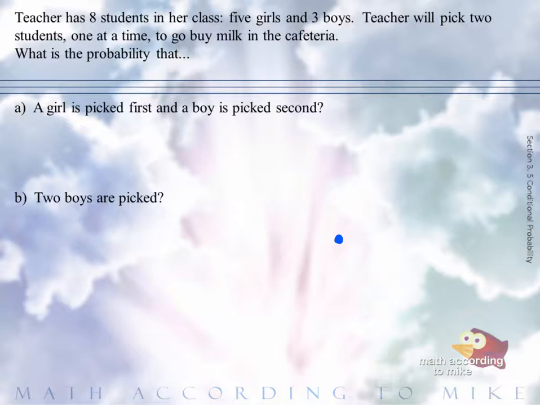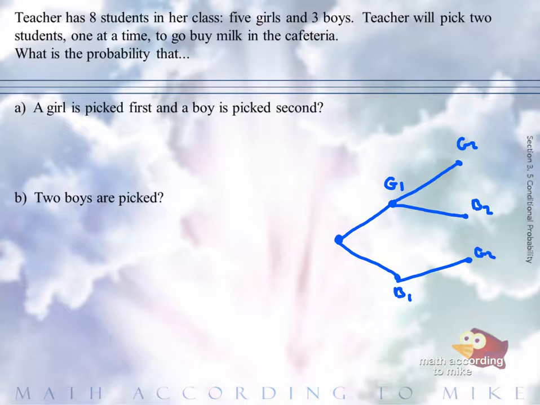So the teacher could pick a girl first or a boy first. And then the teacher could pick a girl second or a boy second. Okay, so now we're going to pretend that the teacher picked a girl first. I lied. What we're going to do is figure out the probability that the teacher picks a girl first.